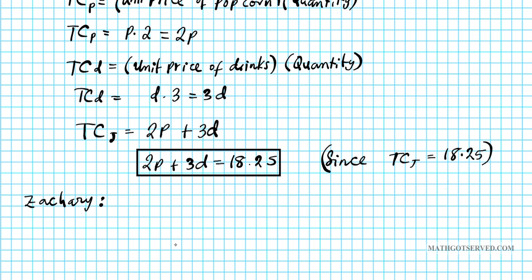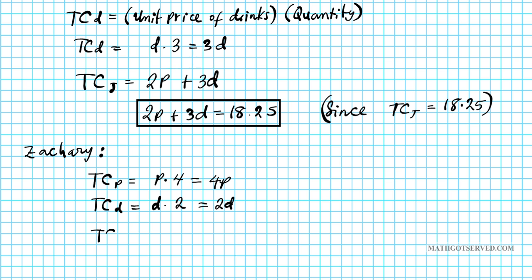For Zachary's case, let's do popcorn first. We already know the formula, so it's going to be the unit price of popcorn, which is P, times the total number of popcorn he bought. How many popcorn did Zachary buy? He bought 4 bags, so you can write it as 4P. And then the total cost for drinks for Zachary is the unit price for drinks, D, times the total number of drinks he bought. He bought 3 drinks, so the total cost for drinks is 3D. You notice I skipped some steps, but that's fine. The total cost for Zachary altogether is the sum of these two: total cost for popcorn 4P plus total cost of drinks 3D.